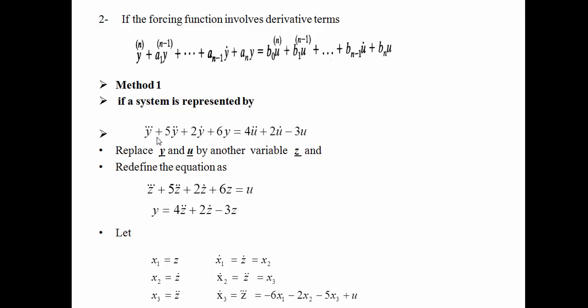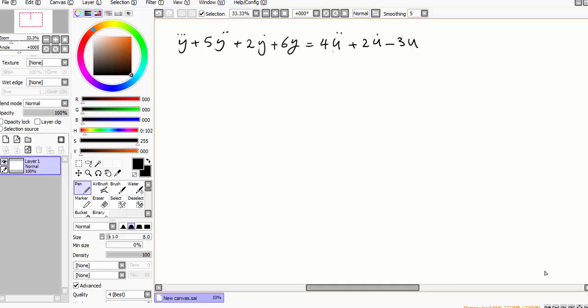Okay, the procedure or the method we need to use here: we replace these two variables in our equation by another variable, let's say z. So let's take this example. This is our example here. We replace the two variables here. The first variable is y and u. We replace these two variables by another variable which is z, for example. So we take the left hand side here, and we replace y by z.